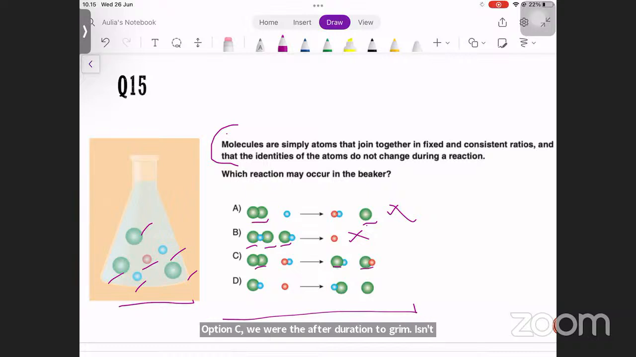Option C, before the reaction, two greens, after the reaction, two greens, isn't it? So yes, for green it is correct. What about red? Before the reaction, one red and one blue. After the reaction, one red and one blue. So obviously option C is the correct one. So, Ali, thank you so much. I believe you already understand about this. Inshallah.